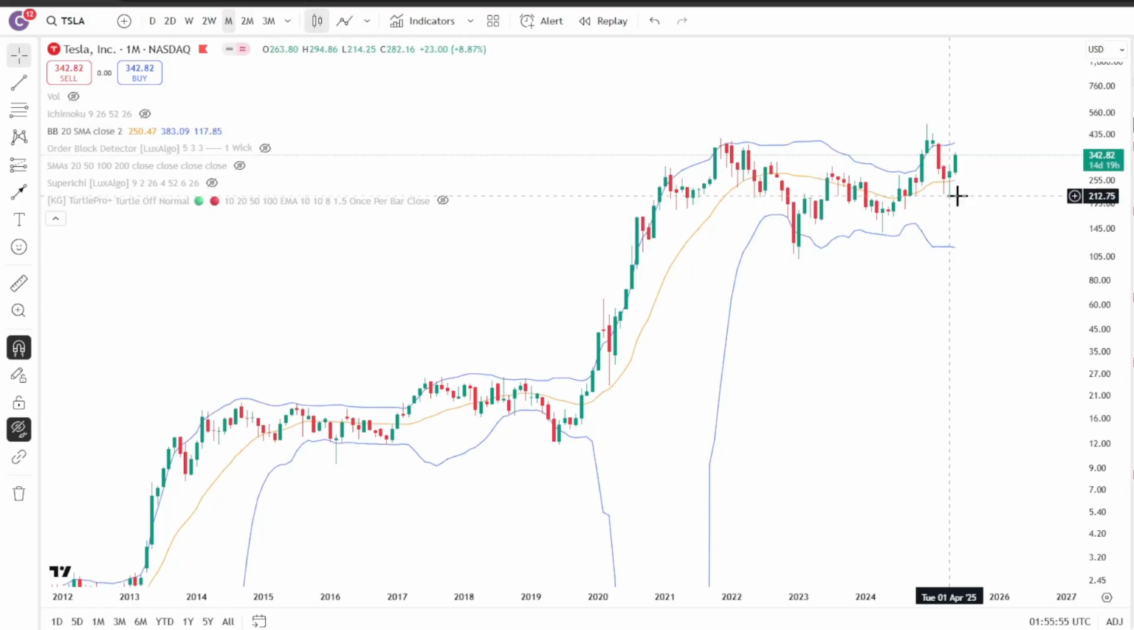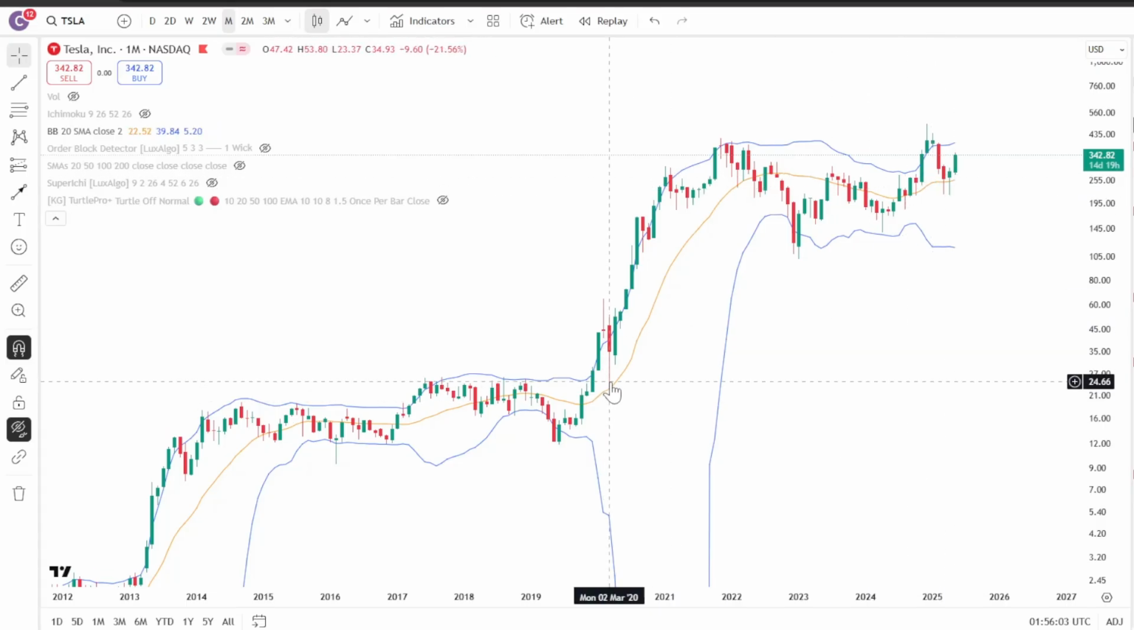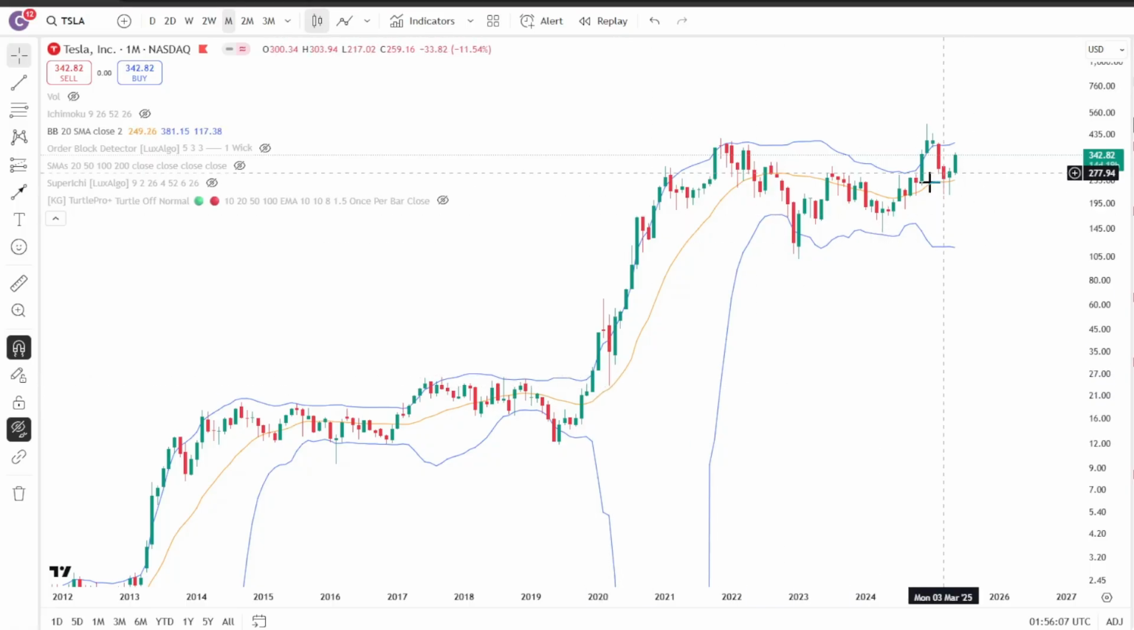But reclaiming the 20-month moving average is actually a very promising thing. It almost feels like a backtest of the 20-month moving average, kind of like how the wick down for COVID was close to a backtest of the 20 moving average. I see a little bit of correlation between here and there.